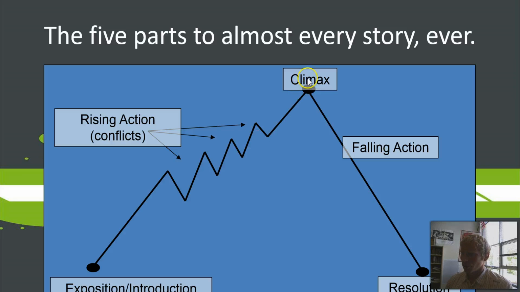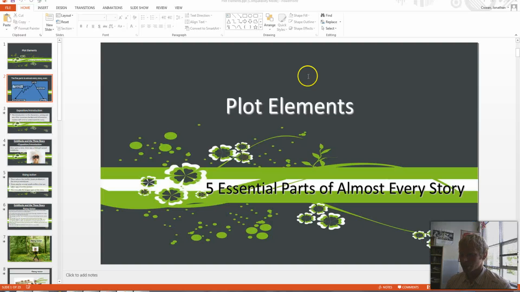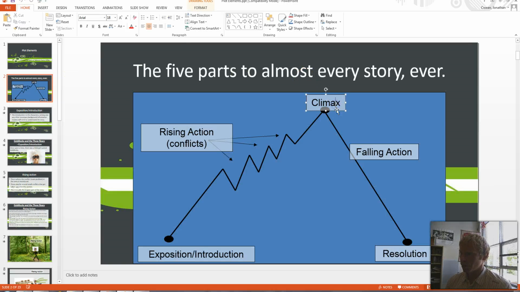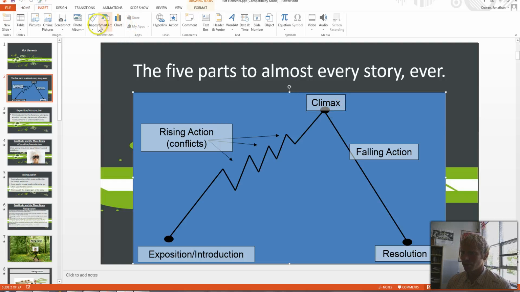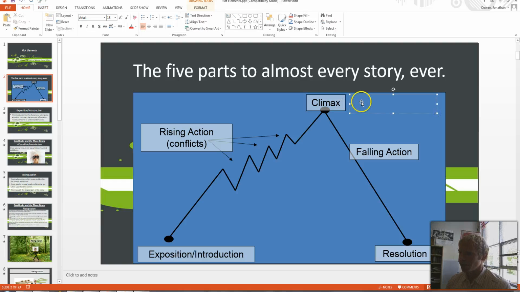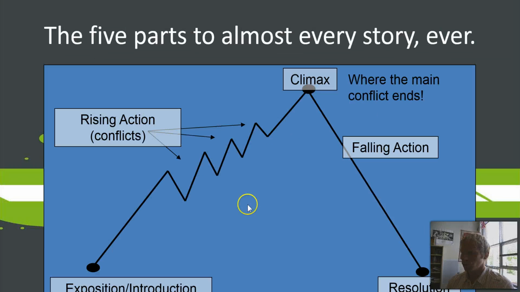So the cool thing with the climax of the story, this is where the main conflict ends. The main conflict gets decided right here. I'm actually going to type it in right now just because it's so important. If you can understand that the climax is where the main conflict ends, you're going to have such an easier time figuring this concept out. So just remember the climax, where the main conflict ends.